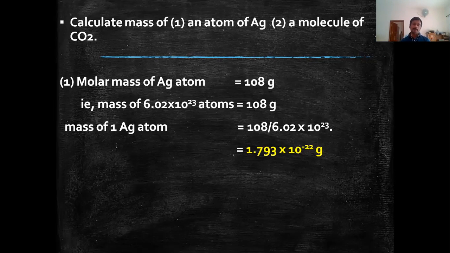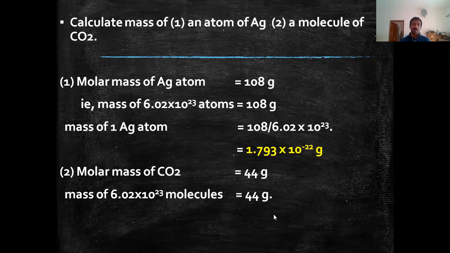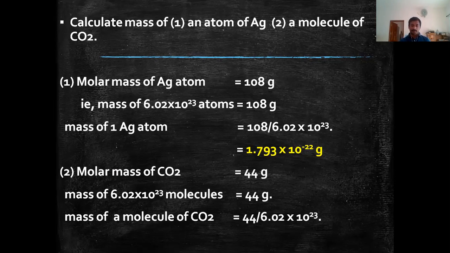That is the molecular mass, the molar mass of CO2, or mass of 1 mole of CO2, or mass of 6.02 into 10 raised to 23 molecules of CO2. Molar mass of CO2 is 44 gram. That is the mass of 6.02 into 10 raised to 23 molecules of CO2, 44 gram. So what is the mass of one molecule of CO2? 44 divided by 6.02 into 10 raised to 23. That is equal to 7.307 into 10 raised to minus 23.